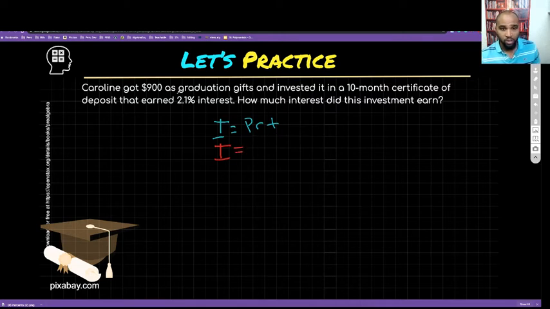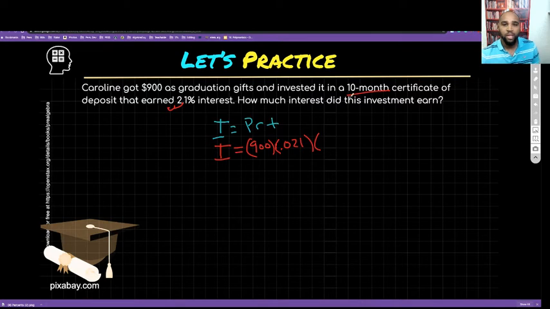All right, so let's go ahead and start filling in. So principal, she started out with 900. We have a rate of 2.1%, so this goes as a decimal 1, 2. That's 0.021. And we have our time. So our time should be in years, but guess what? It's in months. So we're going to have to convert that to years.